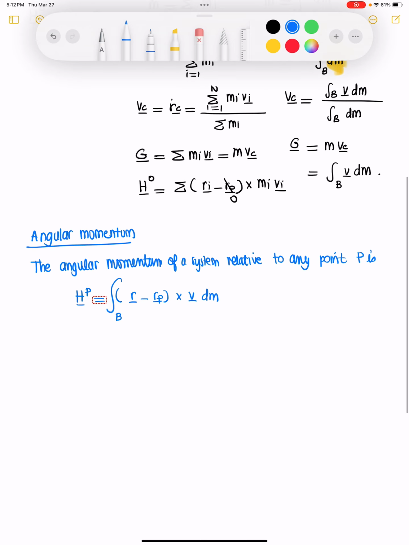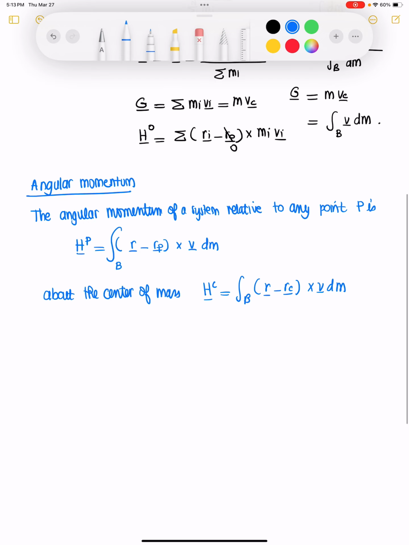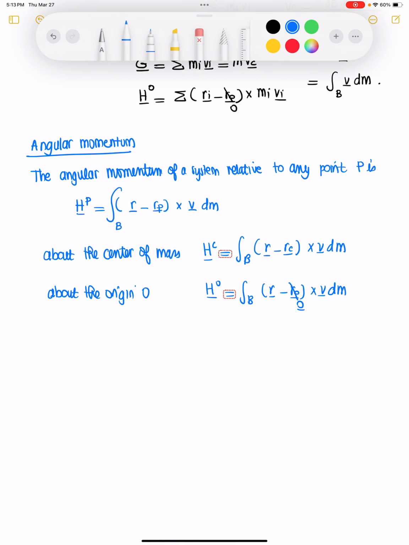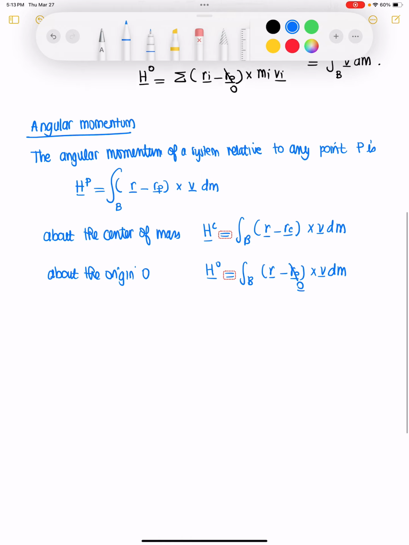If you want to calculate the angular momentum about the center of mass, I can write that as H_C is the integral over the body of r minus r_C cross v dm. And about any point O, or about the origin O, I can write H_O is equal to the same integral of r minus r_O, this time, cross v dm. And the origin is the zero vector. The position vector of the origin is the zero vector. So that's the simplified expression for H_O.